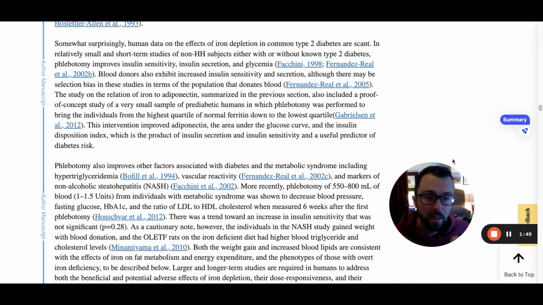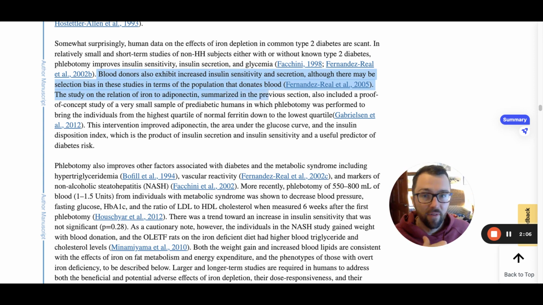But the studies that do go into the effects on glucose metabolism of donating blood find a lot of really good things. Now, blood donors exhibit increased insulin sensitivity and secretion, although there may be selection bias in the fact that usually only healthy people are electing to donate blood, but they are seeing improvements in insulin sensitivity, insulin secretion, and overall glycemia.